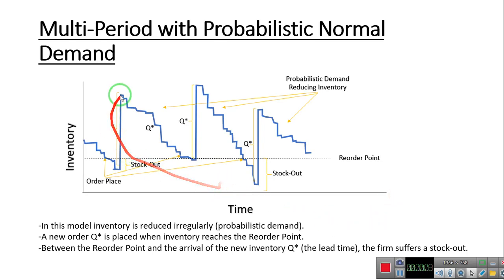We were looking at this model where we have a multi-period with probabilistic normal demand, where the demand is not known with certainty, and that is why our inventory goes down not in a regular pattern, but in an irregular pattern, as you can see. Because it's not perfectly predictable, we are going to have backorder periods, stockouts. Sometimes they're going to be big, sometimes small, sometimes there may be none at all.